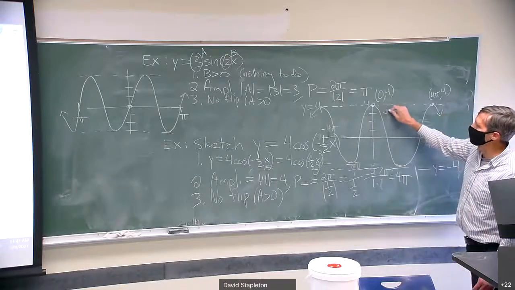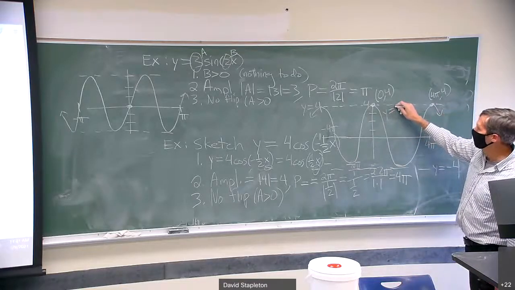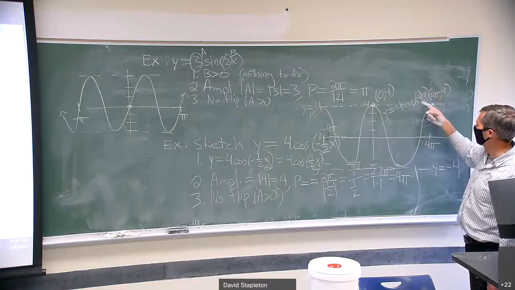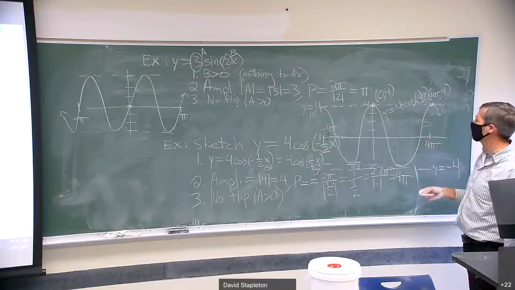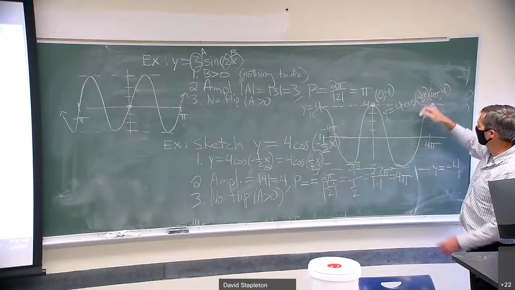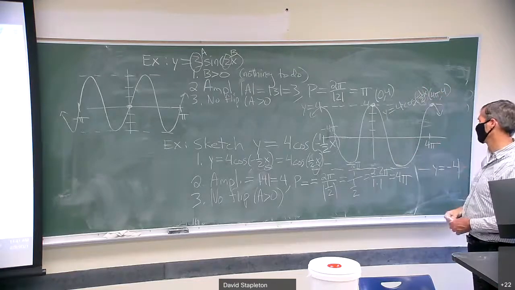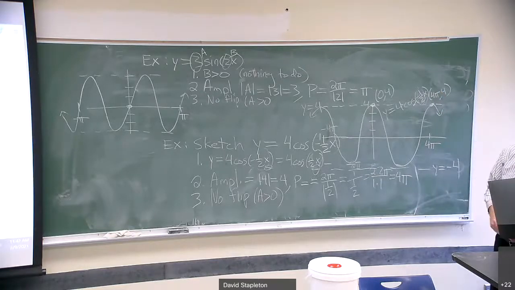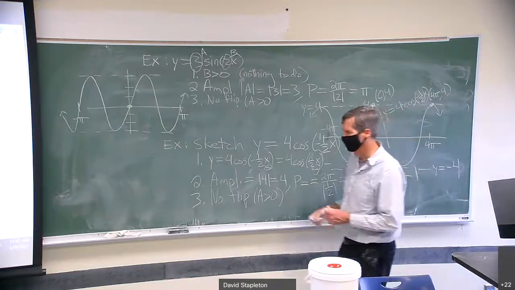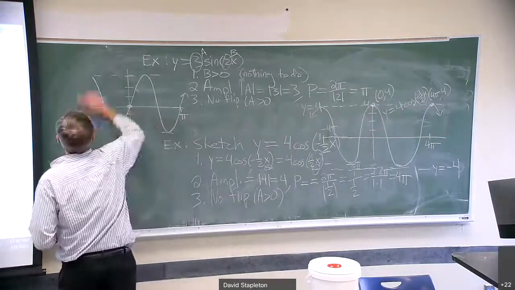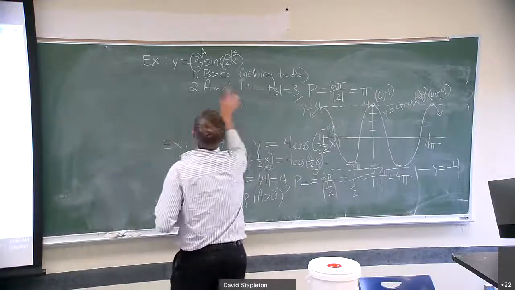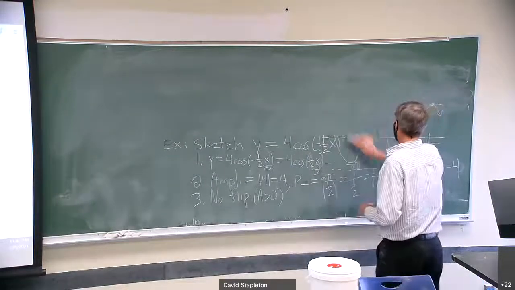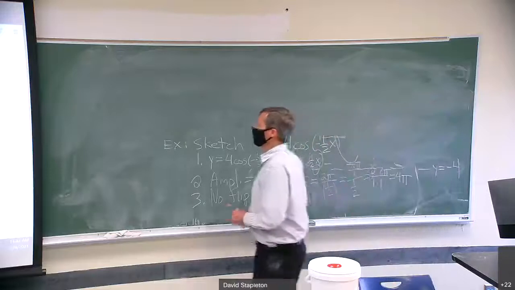There's the graph of y equals 4 cosine minus 1/2 x. When I put a 1/2 in here, it actually doubled the period, right? Because the horizontal stretch is 1 over 1/2, it's 2. That look okay? Let's try this one.